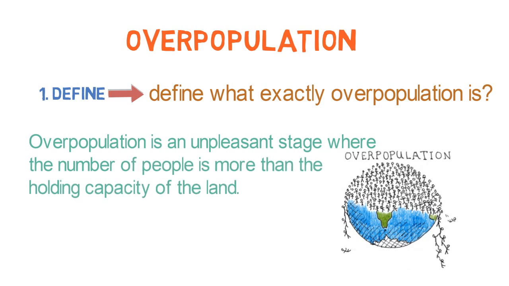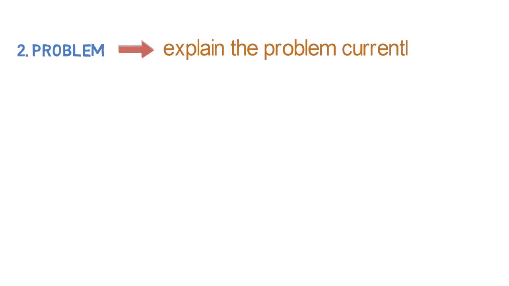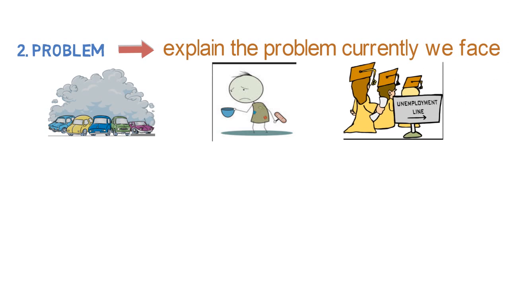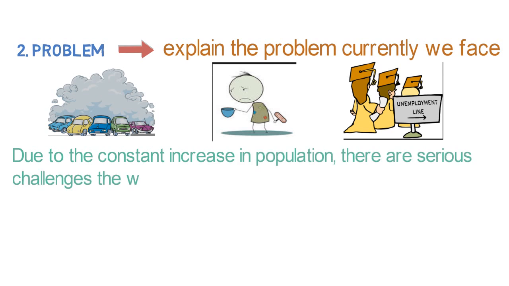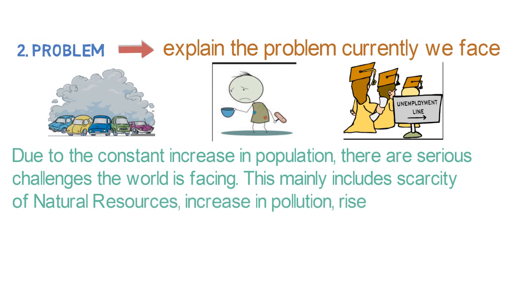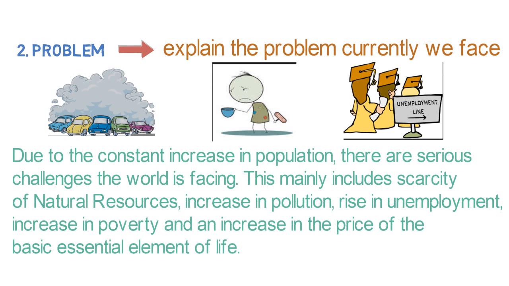Let's look into the second step, which is problem. Explain the problem that we are currently facing due to overpopulation. It may include poverty, pollution, scarcity of natural resources, and so on. So you can write in this way. Due to the constant increase in population, there are serious challenges the world is facing. This mainly includes scarcity of natural resources, increase in pollution, rise in unemployment, increase in poverty, and an increase in the price of basic essential elements of life.